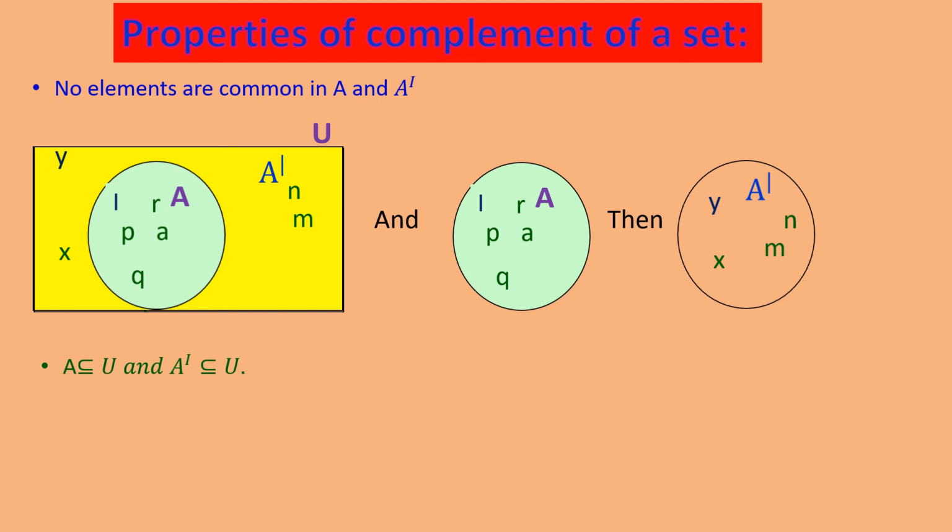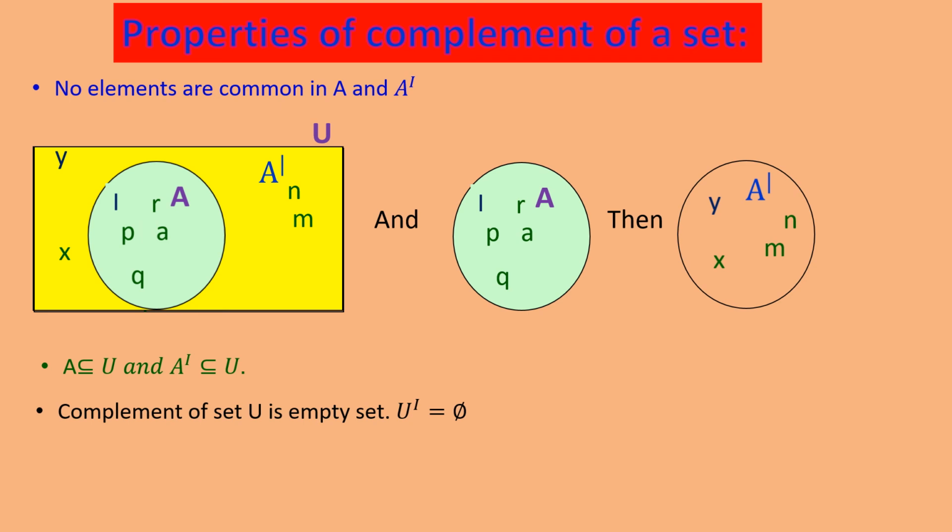Second, A is a subset of the universal set U. Yes, as you can see above. Similarly, can we say A complement is a subset of set U? Yes, because all the elements of the A complement set are present in the universal set.